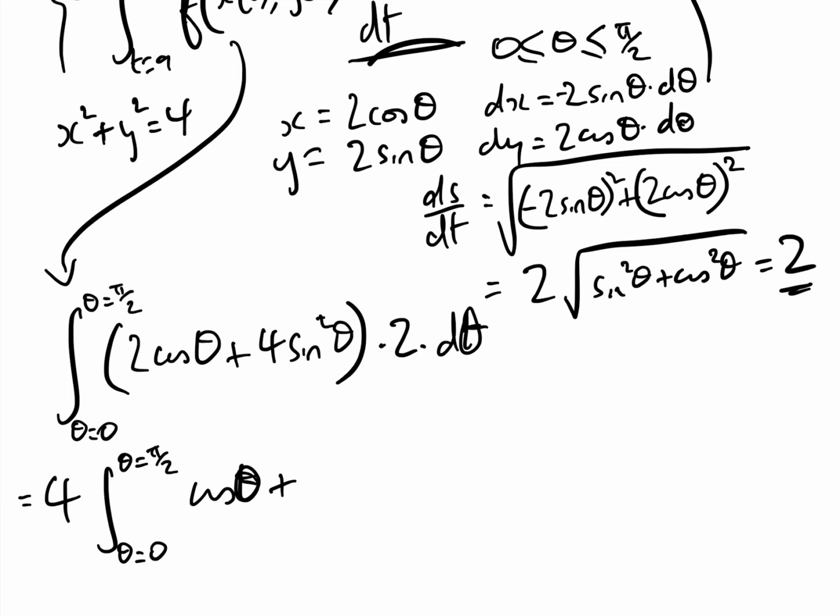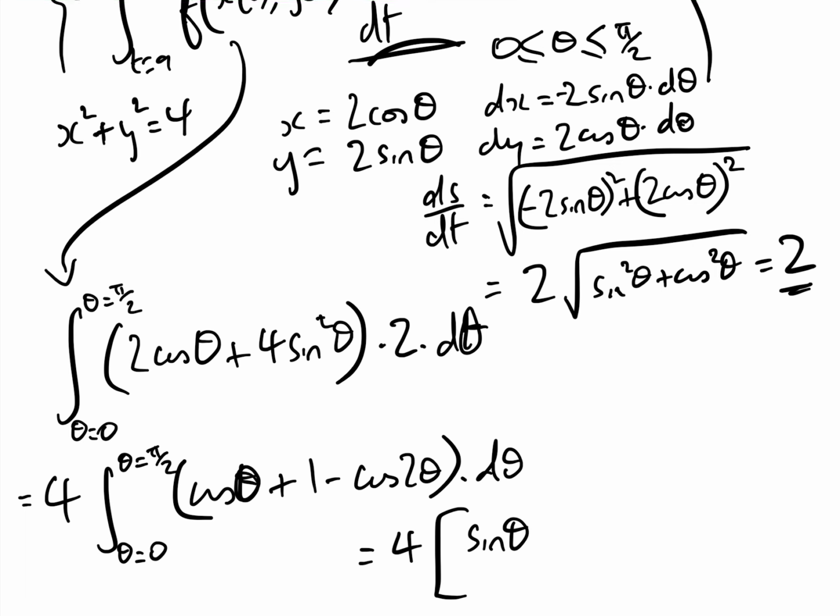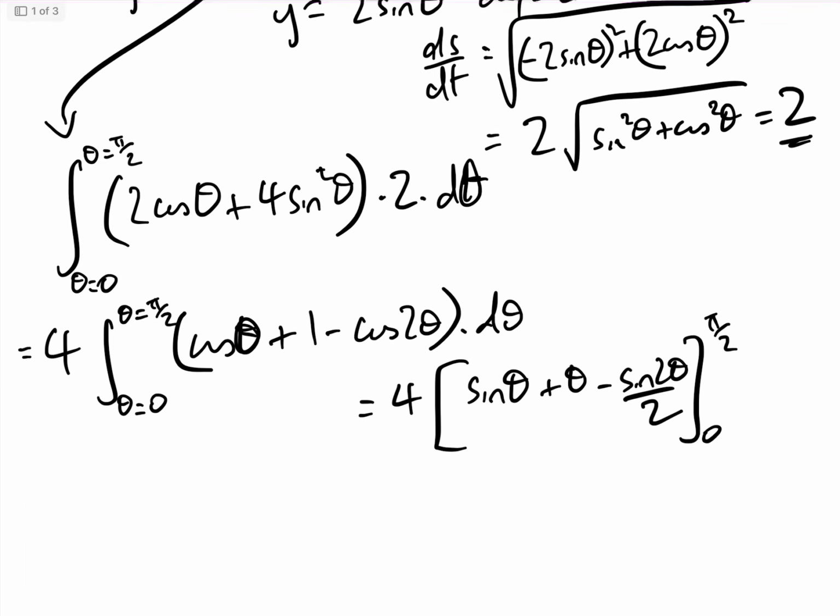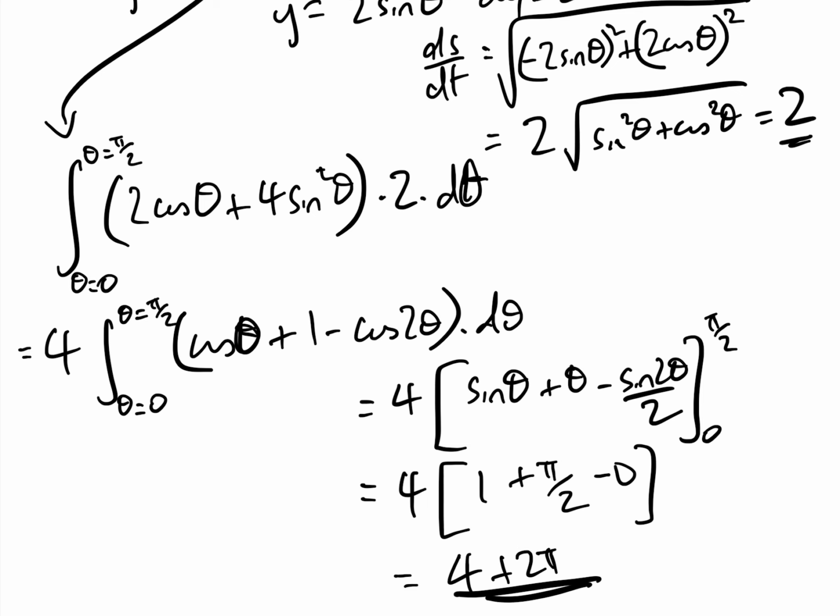sine squared theta. Well, 2 sine squared theta is the same as 1 minus cos 2 theta d theta, and integrating that gives us 4 times cos theta integral is sine theta, add theta minus sine 2 theta over 2 between 0 and pi over 2. And just evaluating that now, that equals 4 times, well, the sine of pi over 2 is 1, add pi over 2 minus sine of pi is 0. And then when we put 0 in, all of it is 0. So that gives us an answer of 4 add 2 pi.